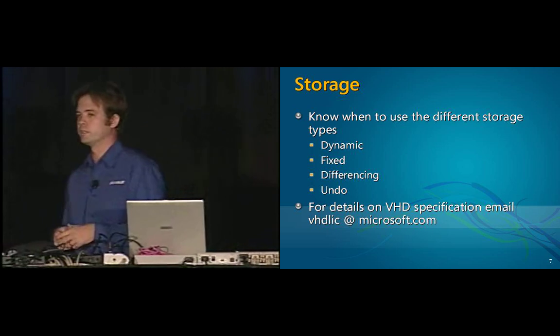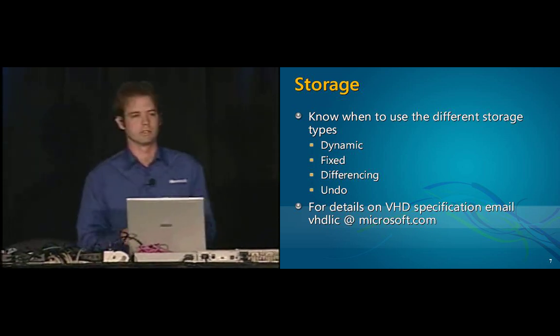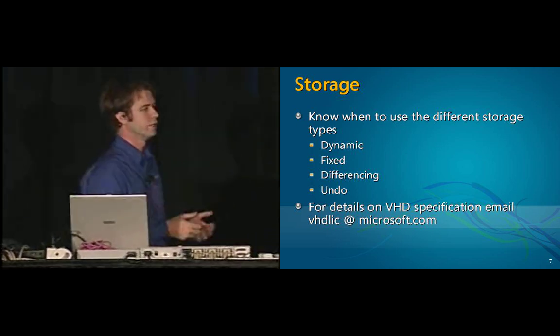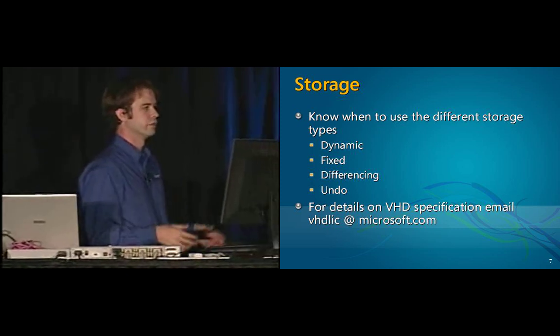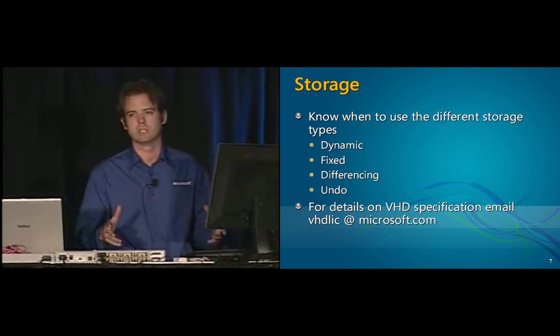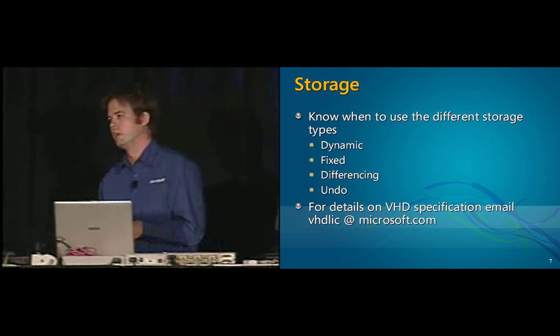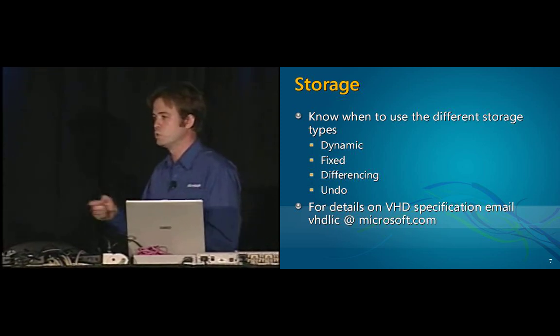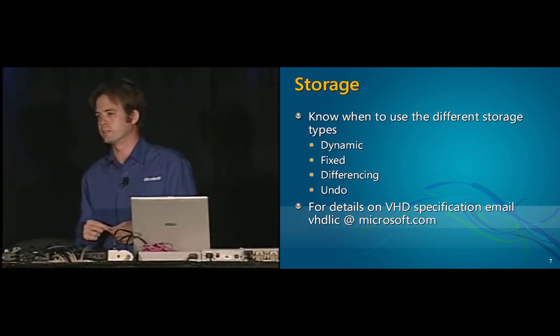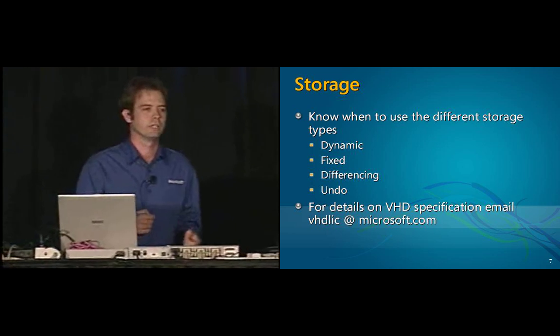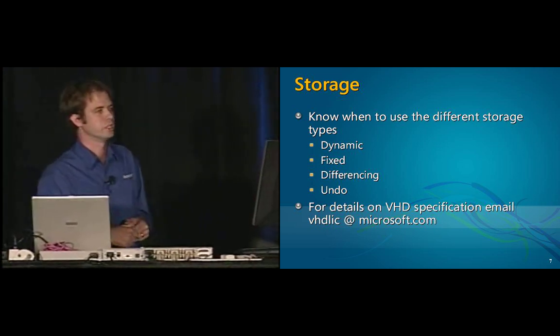So the next most commonly used type is the fixed virtual hard disk. And this is, you create a 16 gig virtual hard disk. Virtual PC will take up 16 gig on your physical hard disk. The obvious downside to this is you just lost 16 gig off your physical hard disk. The upside is you never have to worry about fragmentation issues.